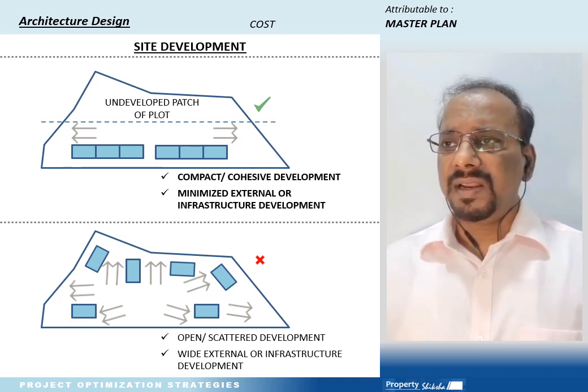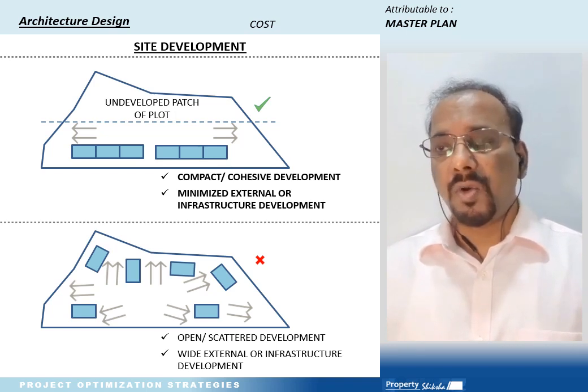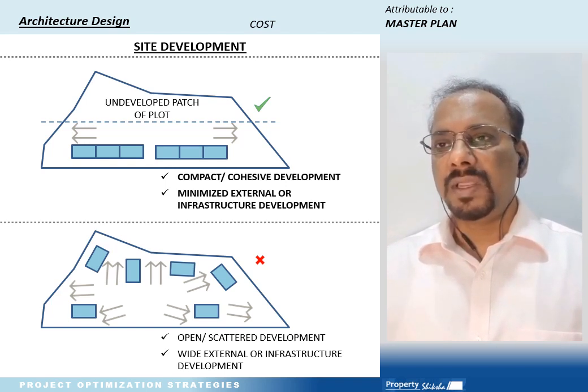Under architecture design, for any site planning that involves multiple block arrangements, especially in the case of a residential complex where multiple residential towers are planned, it is better to plan compact or cohesive development in place of open or scattered development. So I have already shown two diagrams over here. One diagram shows the compact or cohesive development as compared to the other one, where open and scattered development is shown.